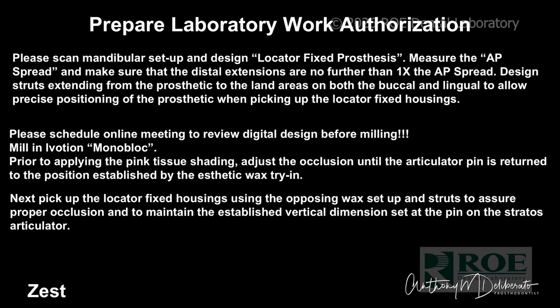Okay, next, pick up the locator housings using the opposing wax setup. So we haven't processed the upper denture yet. We have the milled locator fixed. It's all white, there's no pink on it. We have the opposing setup. We put the models on the articulator, and we're going to bring that prosthetic onto the model to pick up the locator housings. And you'll see this, so it'll be less confusing in a minute.